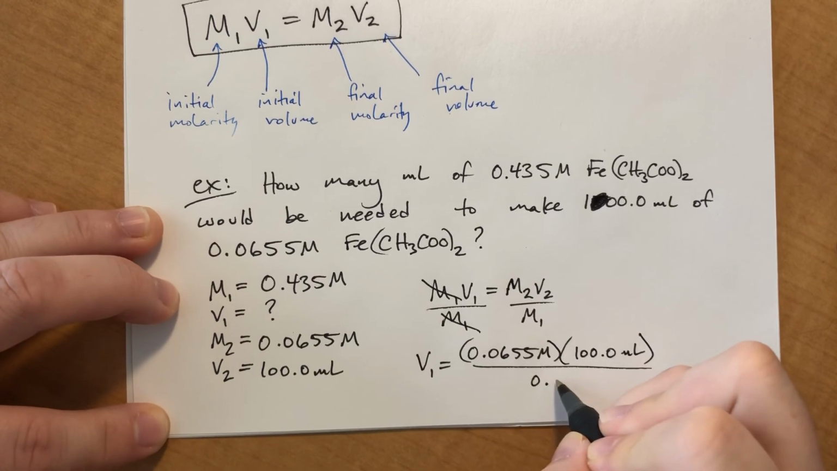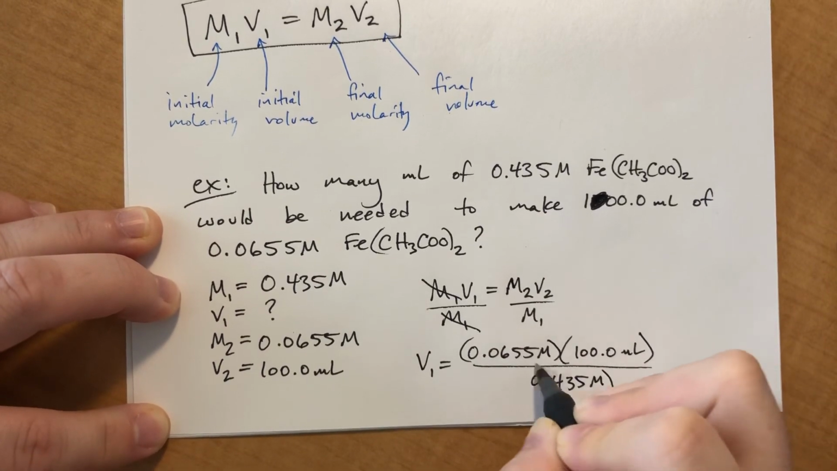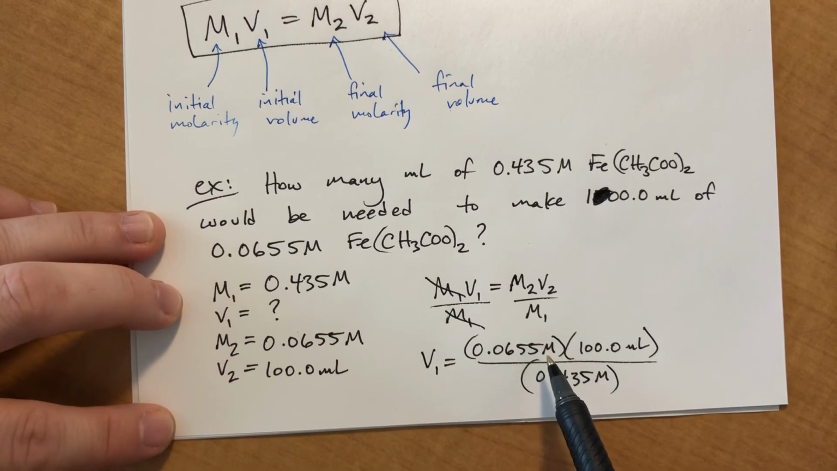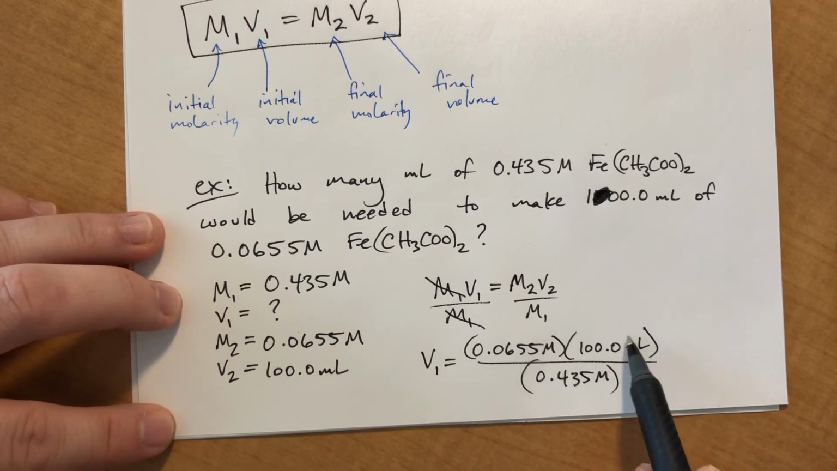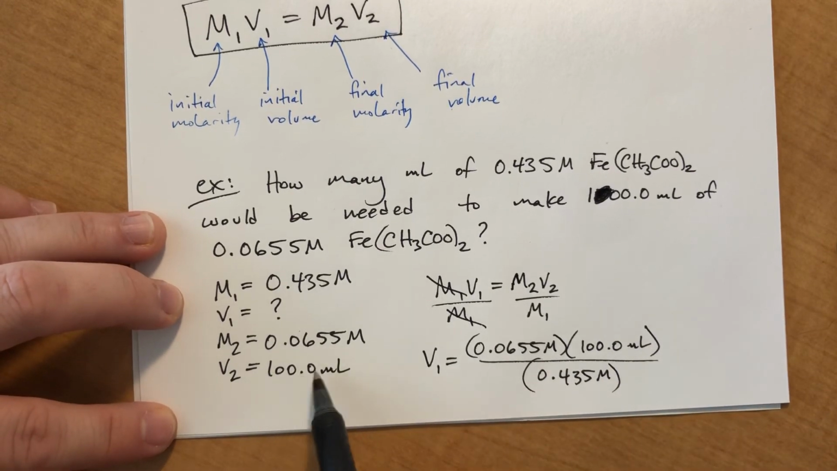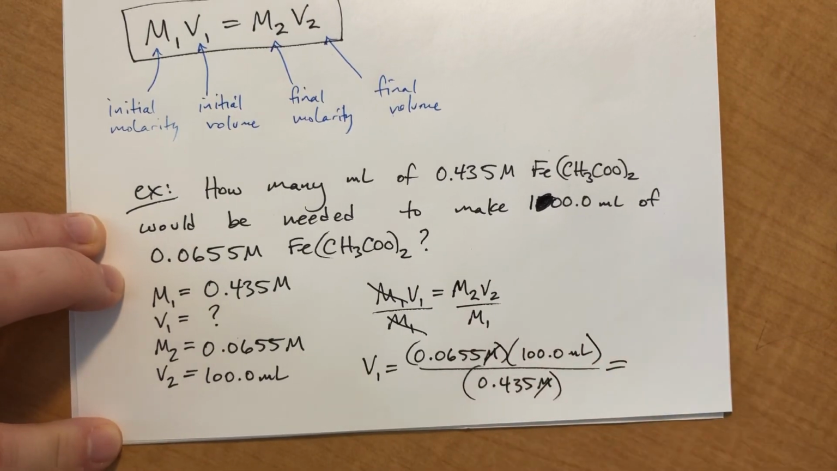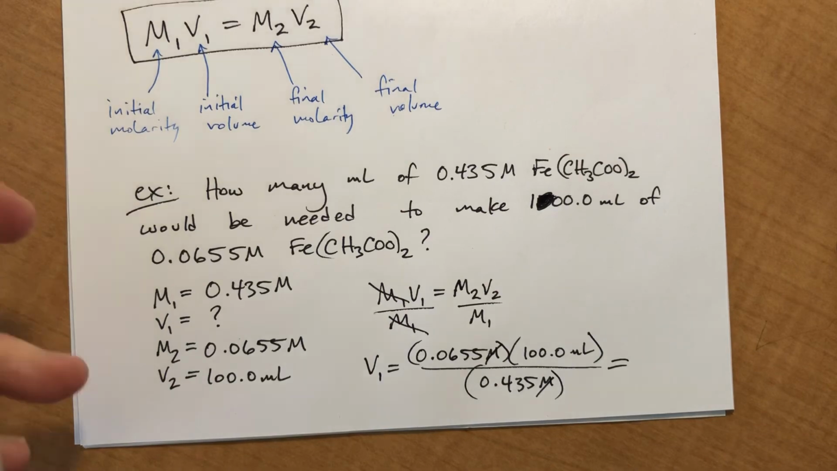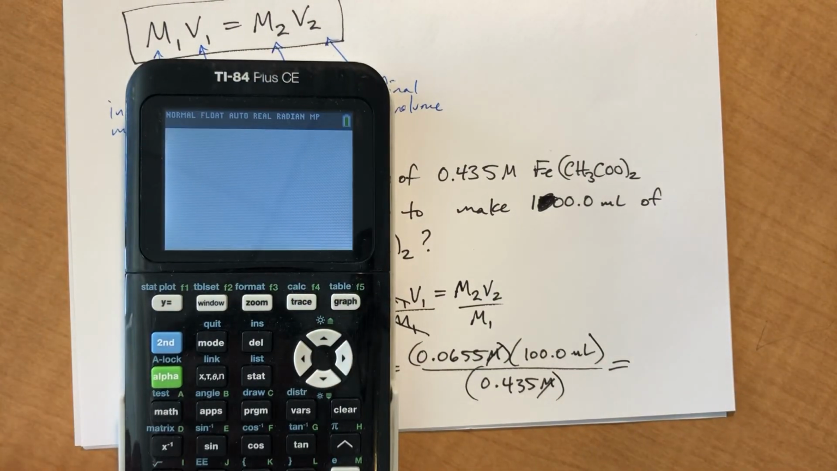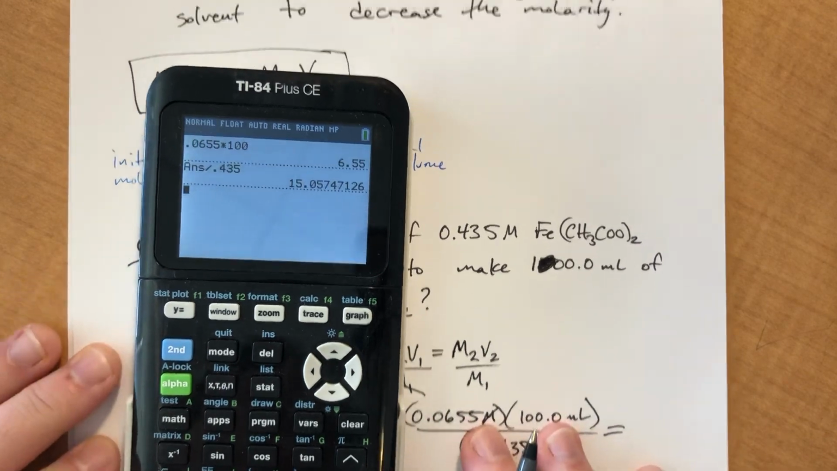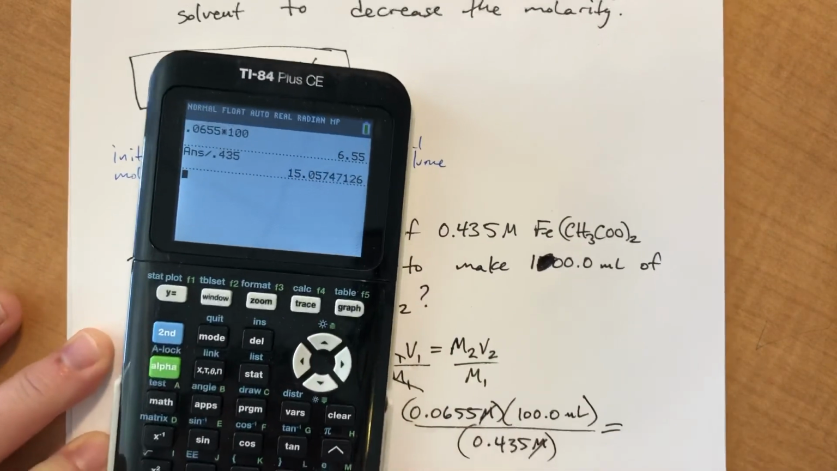And M1 is 0.435. Okay, I will point out that this is in moles per liter, molarity, and so you could convert this to liters, but honestly, the molarities are going to cancel out. So whatever units you start with for this, as long as your volume units are consistent, you could do this in gallons and it wouldn't mess anything up. Okay, but your molarities will cancel out, and when you plug everything in, you take 0.0655 times 100, hit equals, divided by 0.435. And by pure random coincidence, I got 15.1 again, but that's okay.